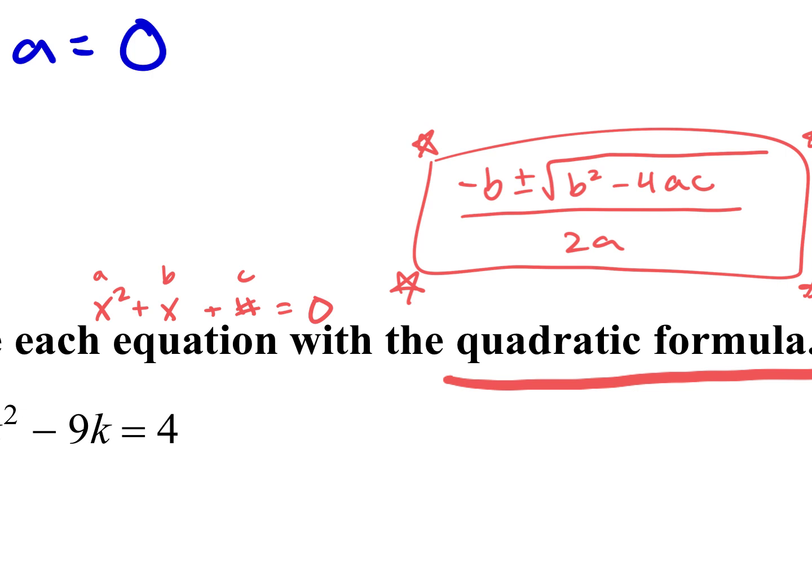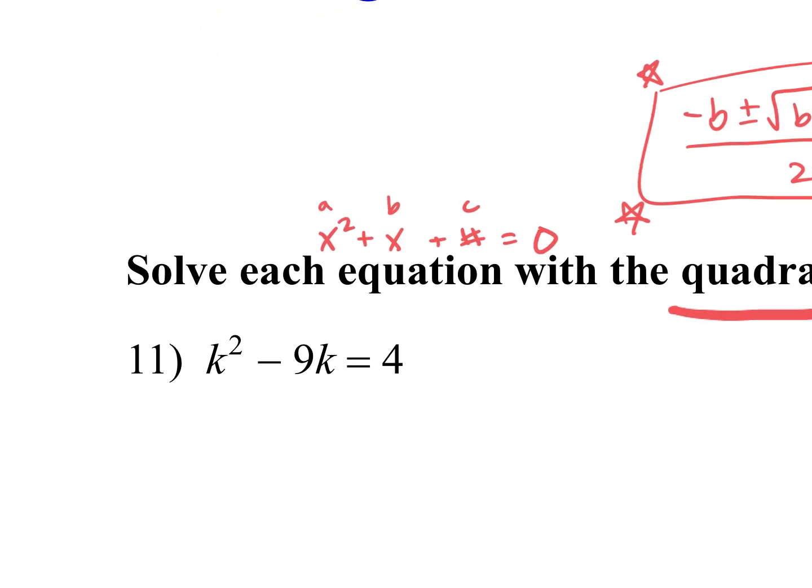So let's look at 11. What should I do first here? Get it equal to 0. How do I do that? Subtract 4. So k squared minus 9k minus 4 is equal to 0.